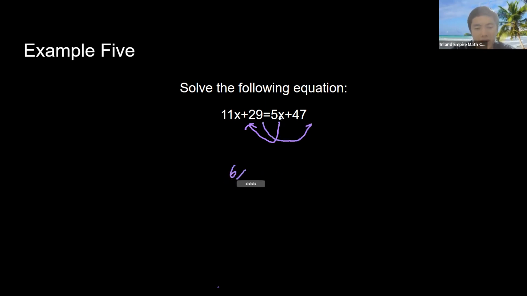So subtracting 5x from both sides gives you 6x plus 29 equals 47. And then subtracting 29 from both sides gives you 6x equals 18. And then finally, you just divide again. So x equals 3. And that gives you the solution to the equation.